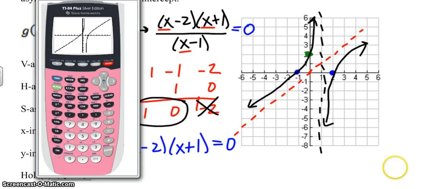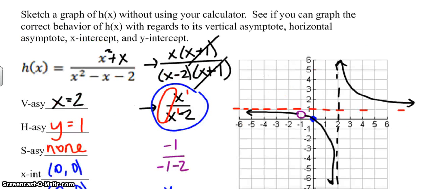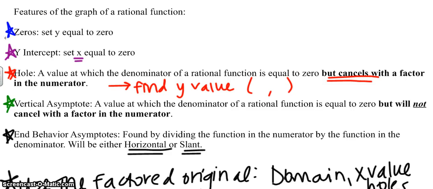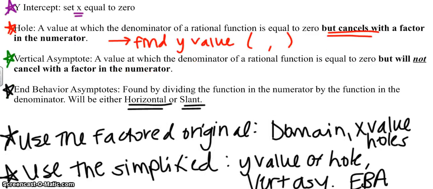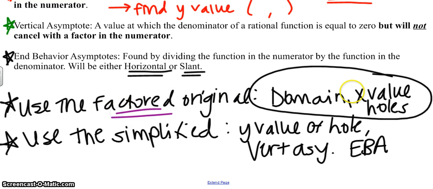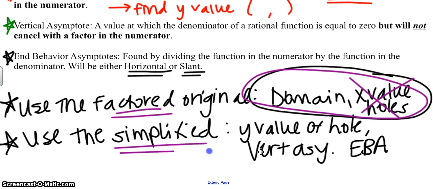So again, key features of the graph. If you use this list to help you find everything, you'll be okay. Zeros, y-intercepts, holes, vertical asymptotes, and behavior. When you find a hole, use your original function, okay? I mean the factored one, okay? But you're reading from this before you go through and you cross out your x values. Then use the simplified version to read the y values, the vertical asymptotes, and behavior, etc.